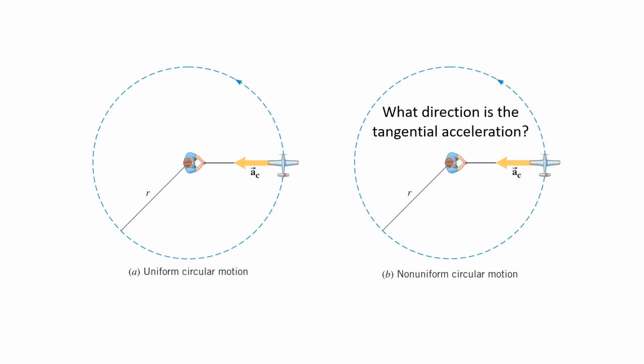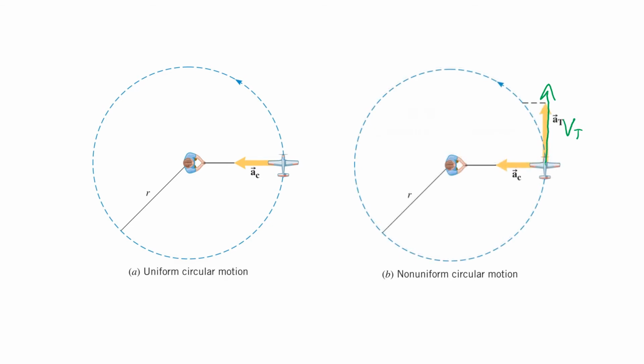But what direction is the tangential acceleration? Let's say you're speeding up. So your tangential velocity is pointing this way because we're rotating around this way. And I'm going to tell you that you're speeding up. It's non-uniform now. What direction would the tangential acceleration be? That's right. It's going with the velocity. So if they point in the same direction, that means you're speeding up, as I said.